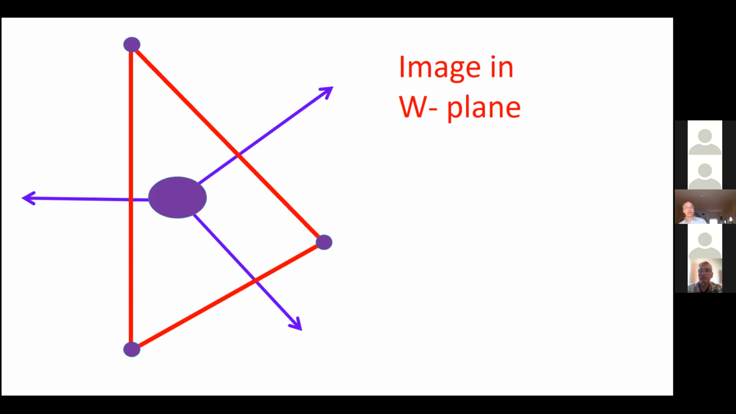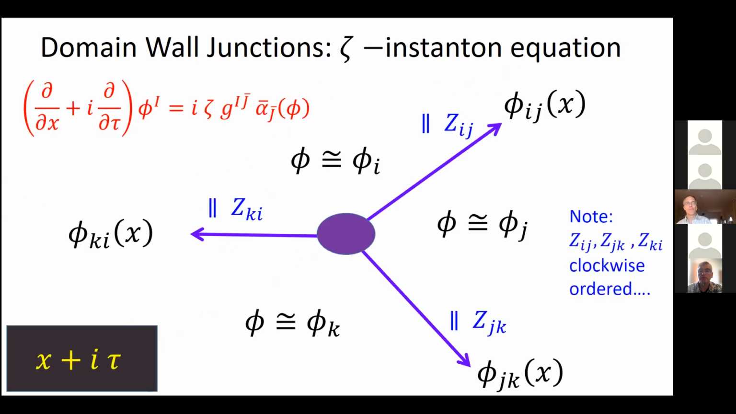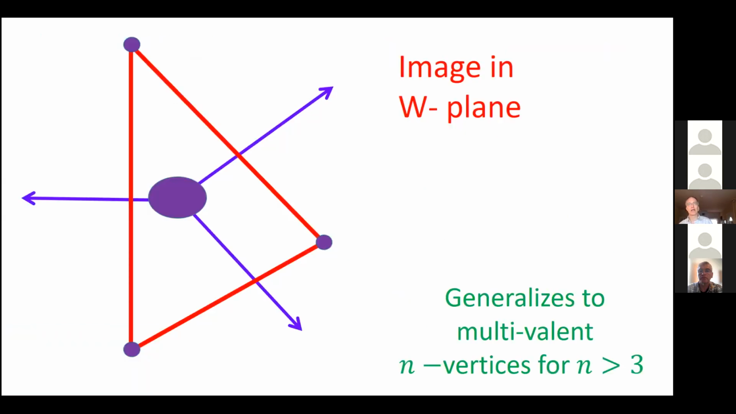And this is the polygon that was used in Kapranov, Kontsevich, and Soibelman. And this story generalizes to multivalent n vertices. So that's what I mean by these fans of vacua and the zeta instantons associated with the fans of vacua.